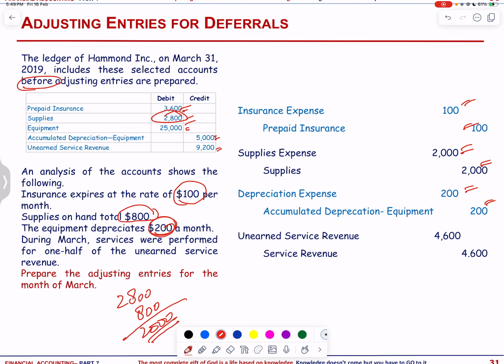Now during March, services were performed for one half of the unearned service revenue. Now unearned service revenue is 9,200 and one half will be 4,600. That means our unearned revenue, the liability, decreases by 4,600. Decrease in liability is debit, and we are earning, so our revenue is increasing by 4,600. So this completes the first video on accrual accounting, where we talked at length about the deferrals.